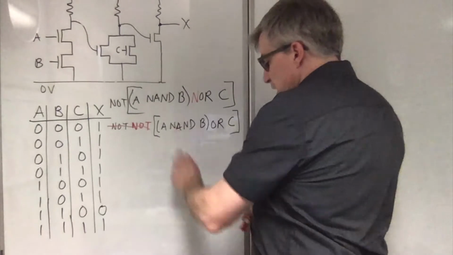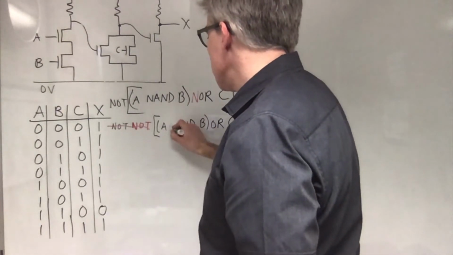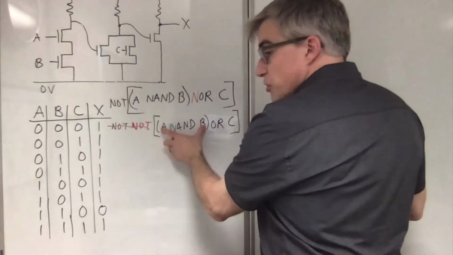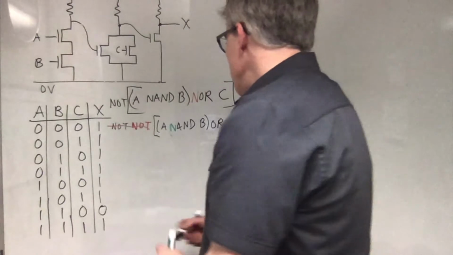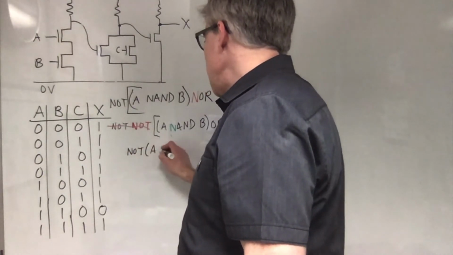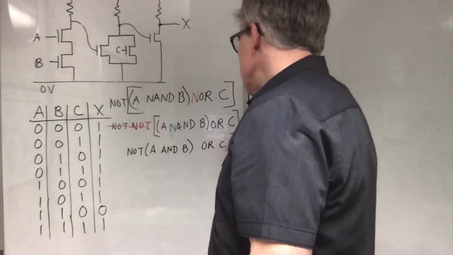Now A NAND B, again, this N here can be brought out front, but NOT of the entire thing, in front of this parentheses. So we get NOT acting on A and B, or C.